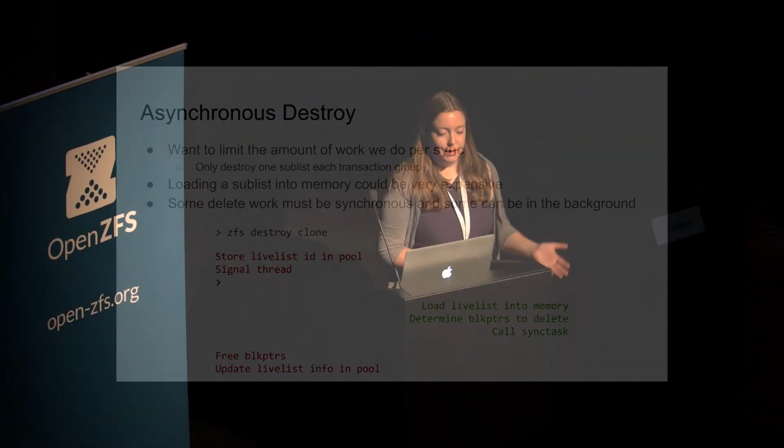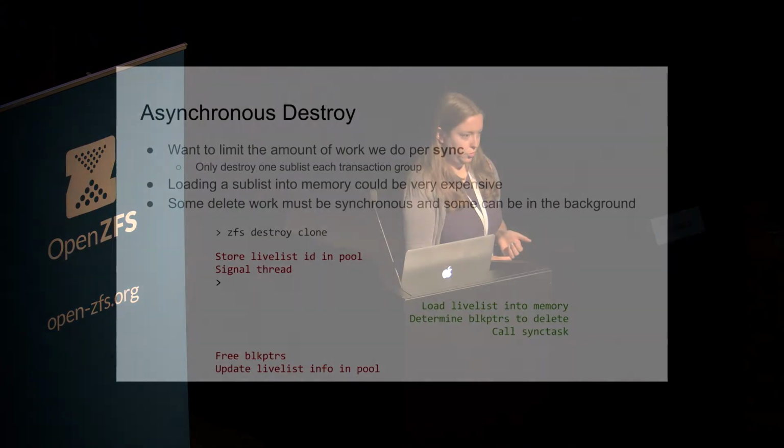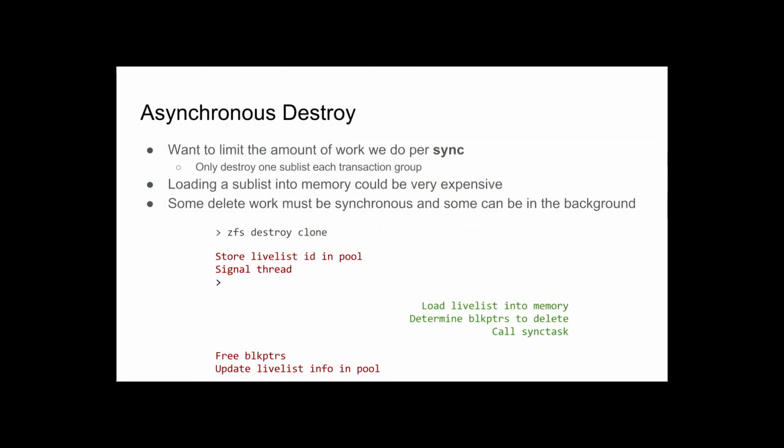So when we call ZFS destroy clone, we'll basically enqueue this clone's ID as something to be deleted, and then we'll signal this worker thread that will do the work of loading in the live list, doing the algorithm with the AVL tree to figure out what we actually need to free, and then it can call a sync task, which will actually do those deletes. And so this has the benefit of, again, pushing this loading in work to the background and making sure that we're only really doing critical work in the syncing context. And then this lets us do it incrementally as well.